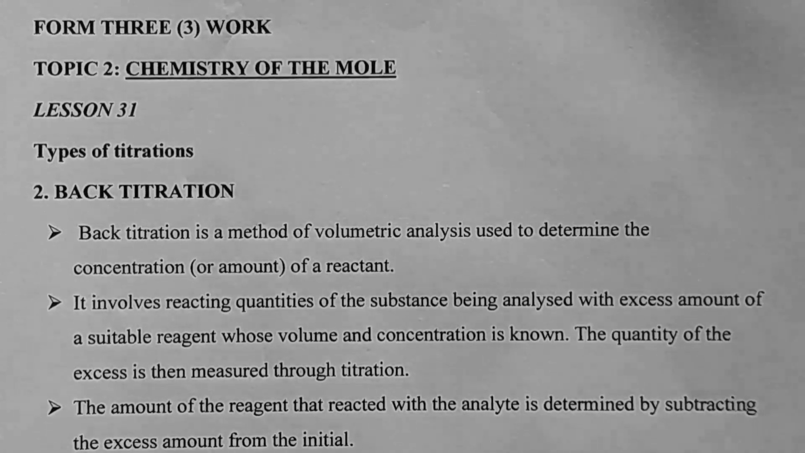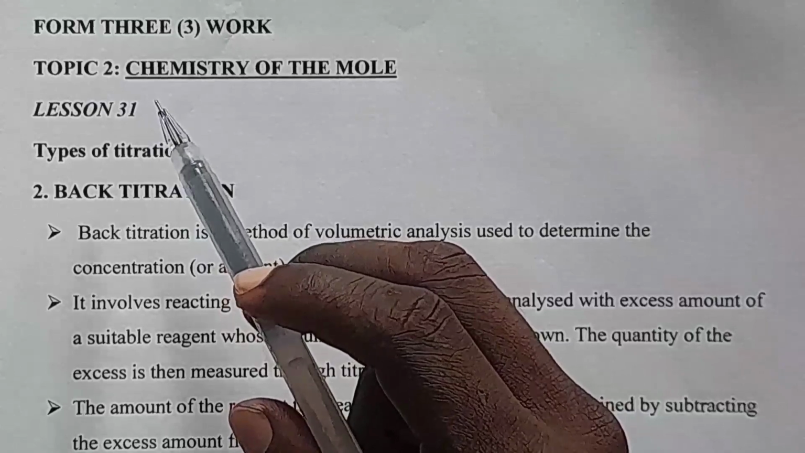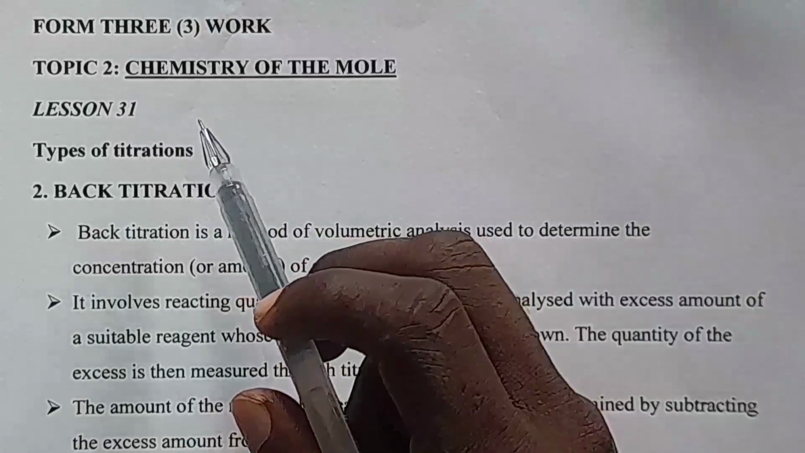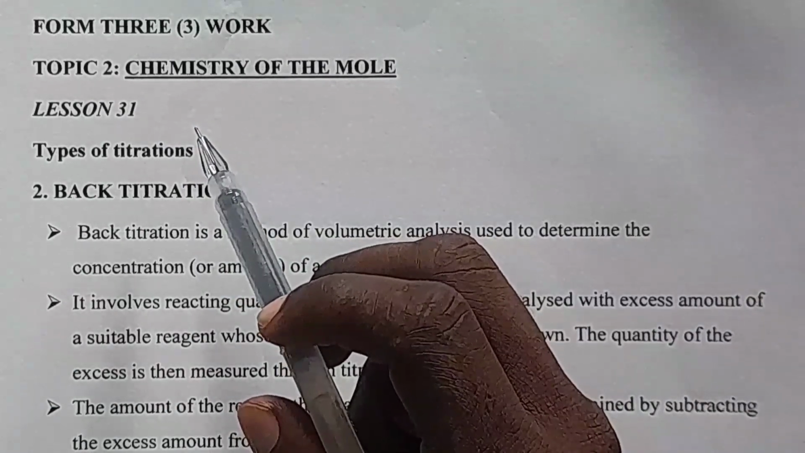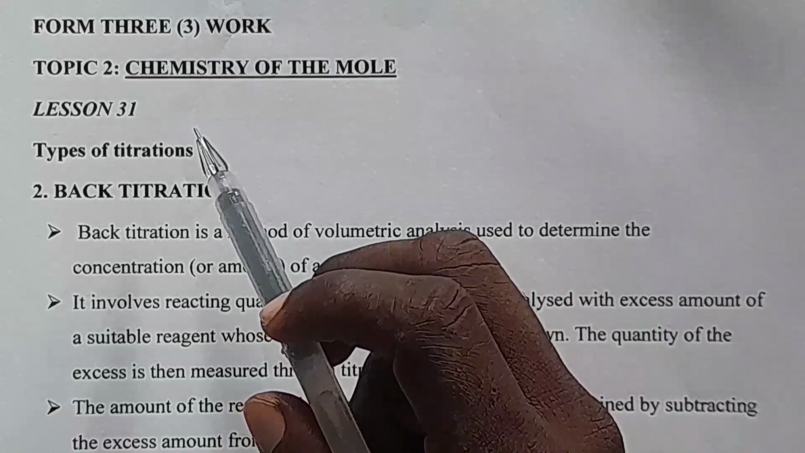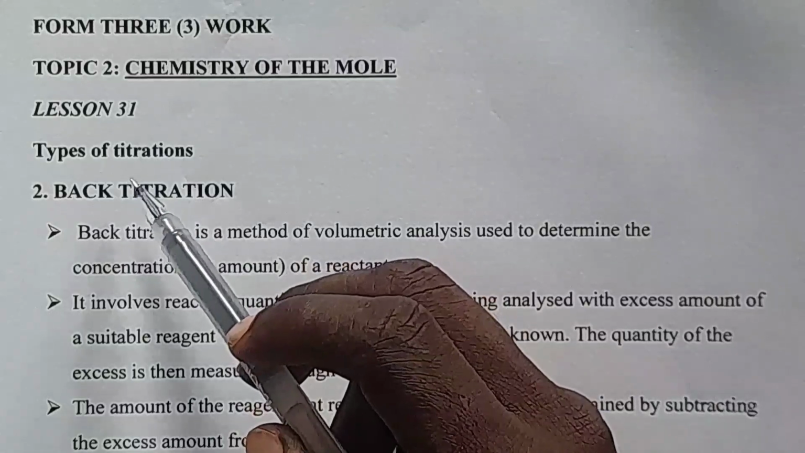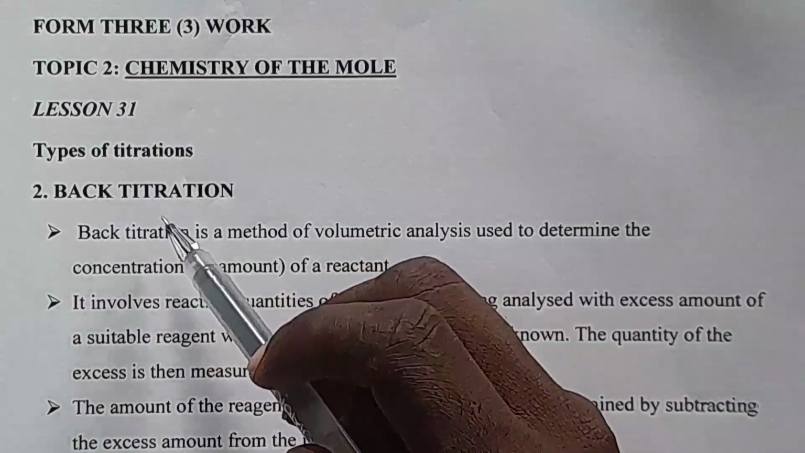Hello students, welcome. Previously, lesson 30, form 3, topic 2, we were dealing with the last aim of direct titration, which was determining the water of crystallization of the analyte. So today, lesson 31, we are going to proceed to the second type of titration, which is back titration.